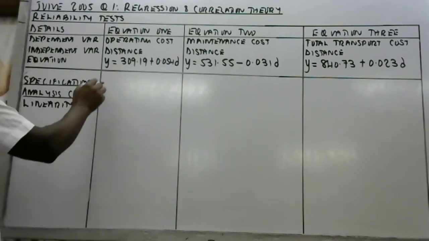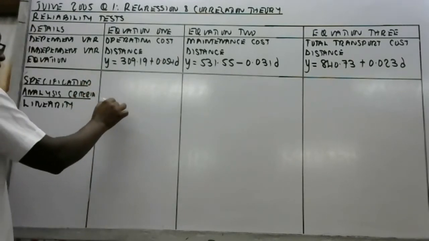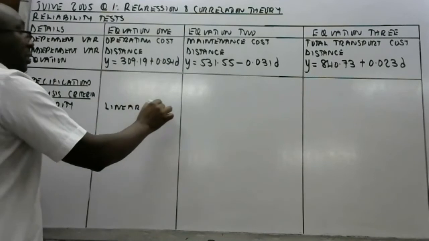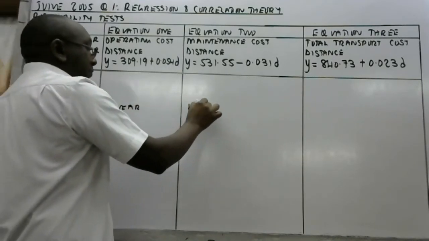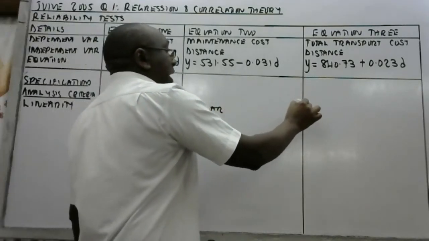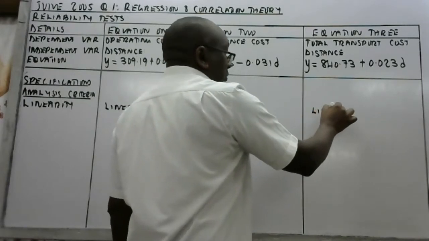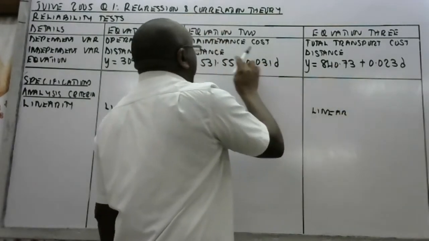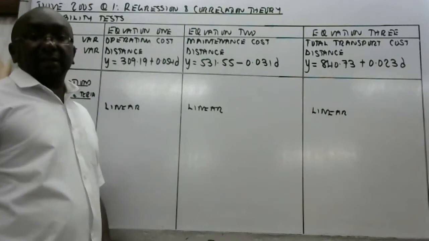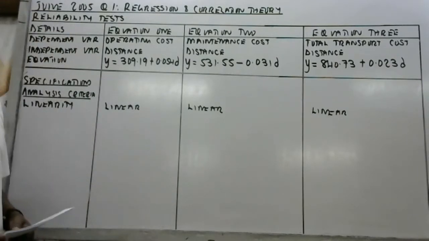Yeah, good. So if it agrees, then you say it is linear. Here you say it is also linear. And even here you say it is linear. All these are linear functions. It's as simple as that.